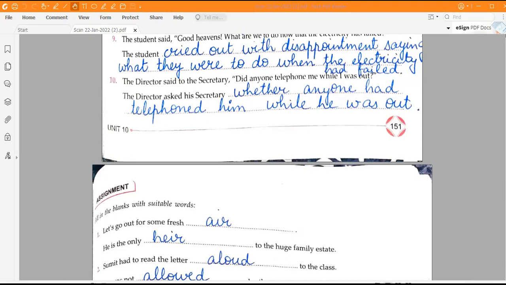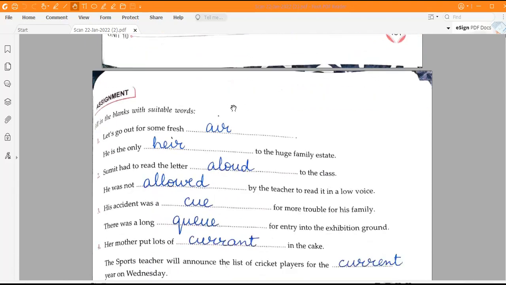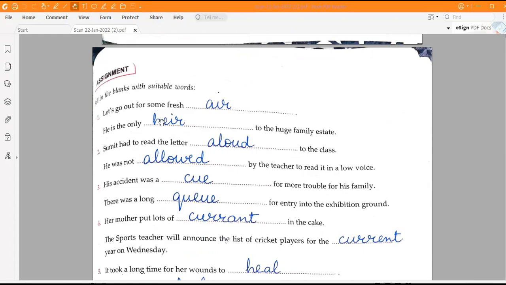Moving ahead to the next assignment. This assignment is on page 155. Let's fill in the blanks with suitable words. These are homophones, so you have to take care of the spelling. Let's go out for some fresh air.